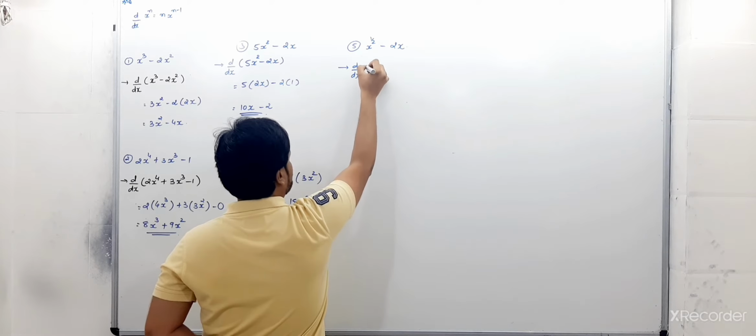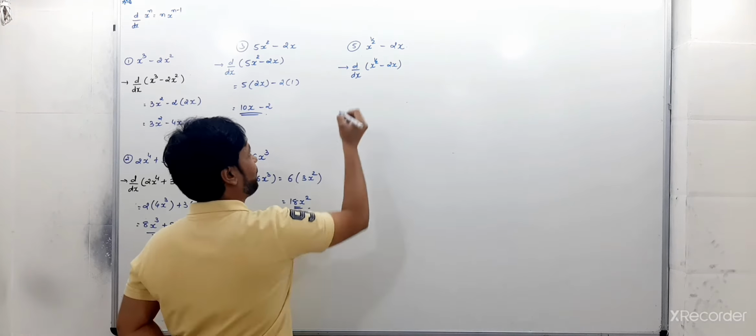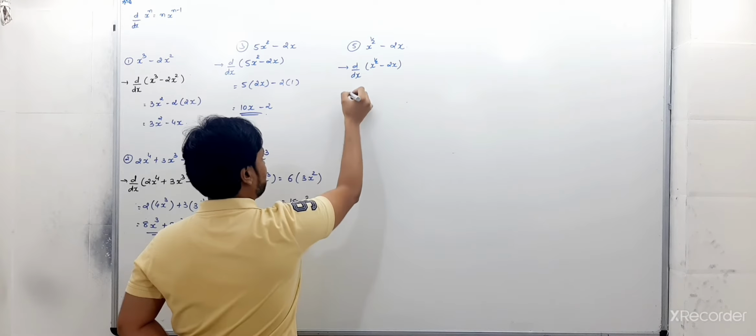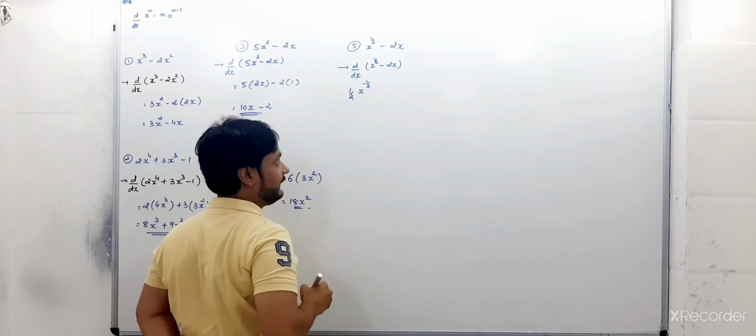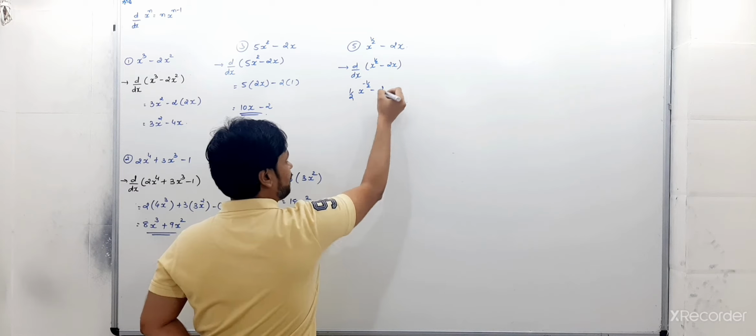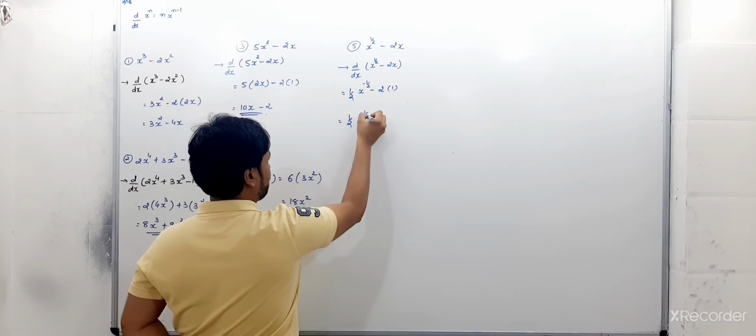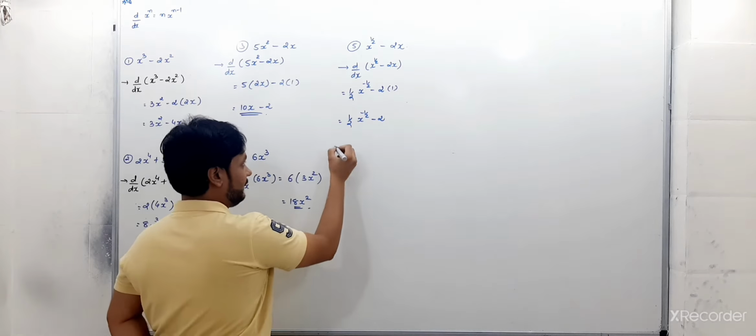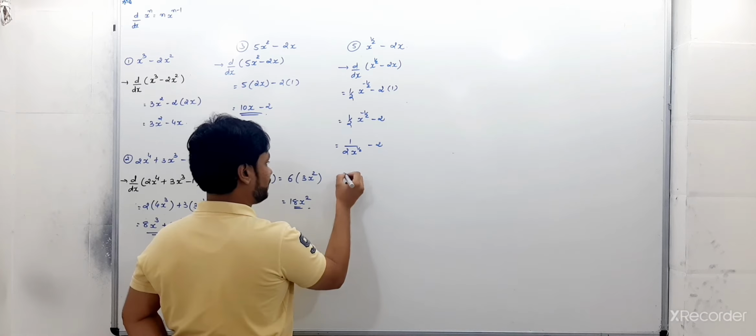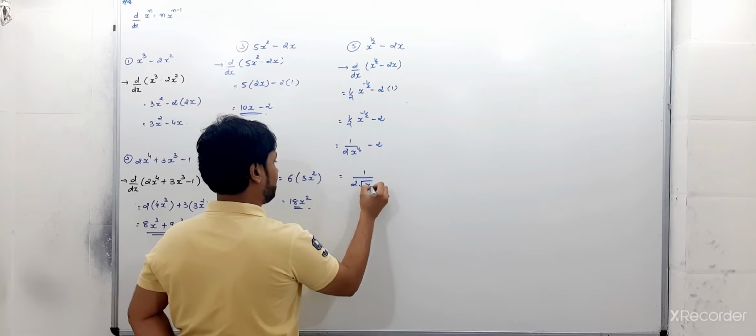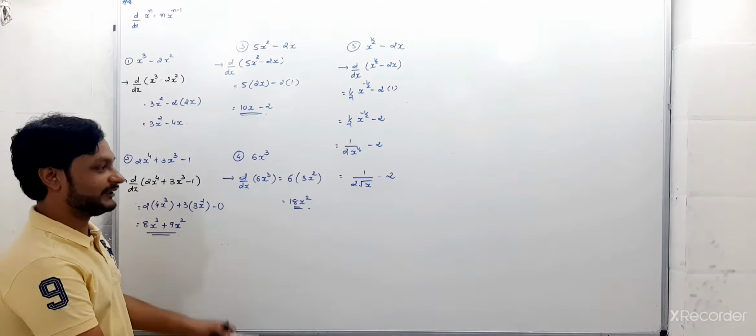Now this one is quite interesting, right? d by dx of x raised to 1/2 minus 2x. Take the differentiation. So 1/2 will be outside, x raised to 1/2 minus 1, that's why minus 1/2; minus 2 outside, x differentiation is 1. So 1/2 x raised to minus 1/2 minus 2, or else you can write it as 1 by 2 under root x, minus 2. This is your answer.